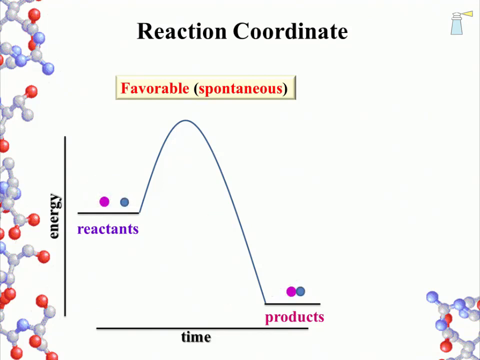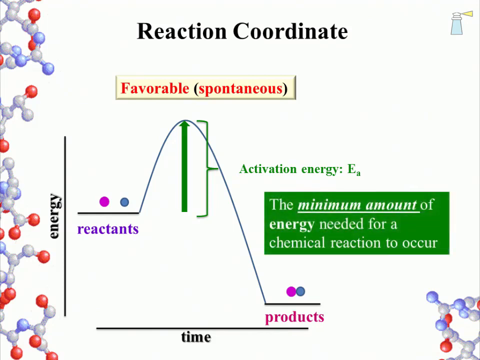A feature of the reaction coordinate that does factor in the speed of the reaction is called the activation energy, E sub A. It is the energy difference between the reactant and the top of the graph. It is an additional amount of energy needed to get the reactants to convert to products. There's always a cost to get the reaction moving. The definition of E sub A is the minimum amount of energy needed for a chemical reaction to occur.